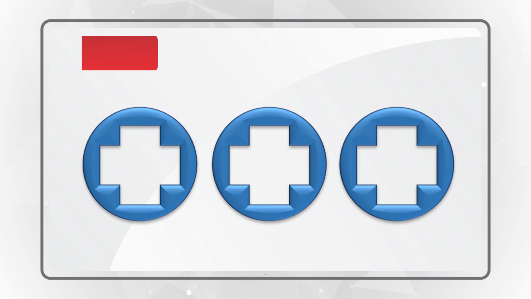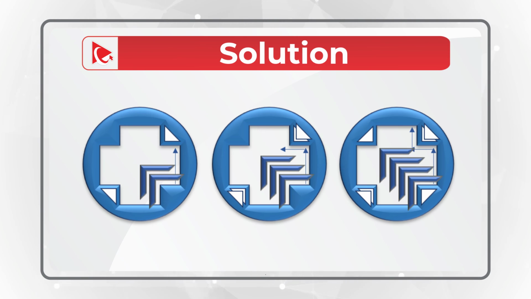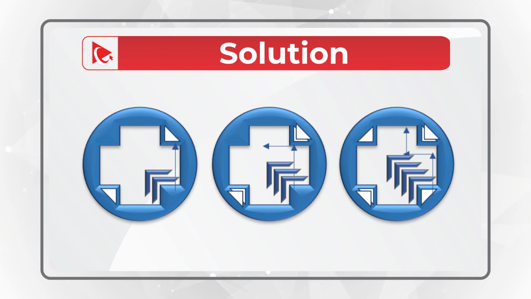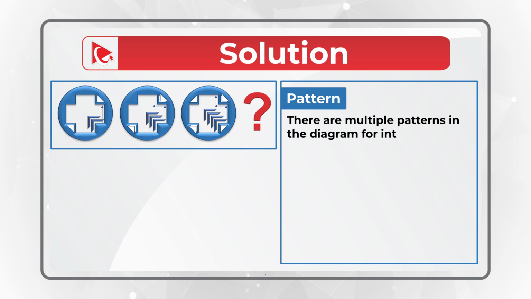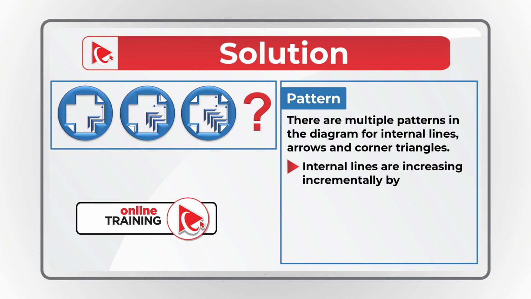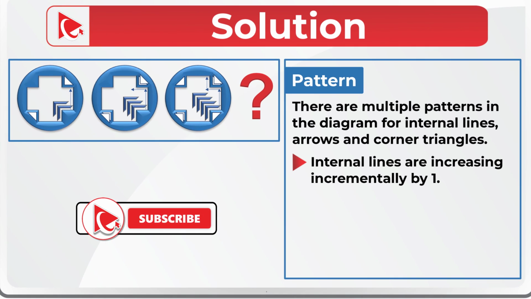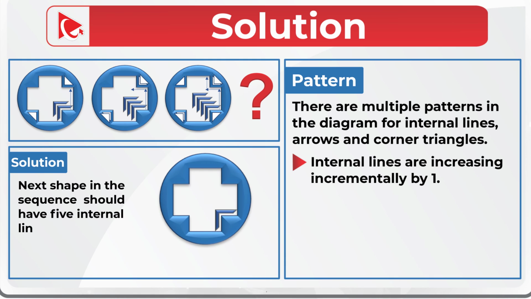Remember I mentioned a variety of different objects, so let's look closely at what those objects are. We have internal lines, we have arrows, and we have corner triangles. And there are multiple patterns in this diagram for all of these objects, for internal lines, for arrows, and for corner triangles. For example, internal lines are increasing incrementally by 1. If we look at the original sequence, we see that the first object has 2 internal lines, next one has 3 internal lines, and the object following it has 4 internal lines, which means that the next object in the sequence should have 5 lines.